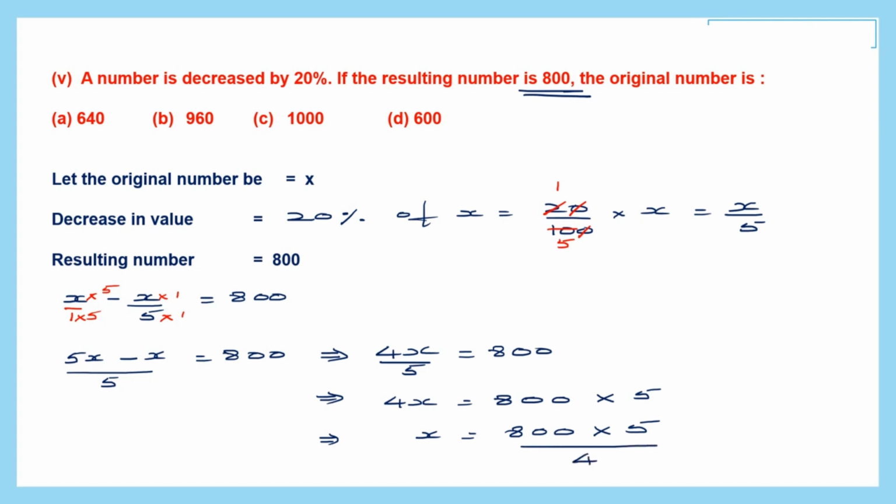Again after transposing. Cancel. 4 ones are 4. 4 twos are 8. 1, 2. 2 zeros. Now multiply. 5 into 200 is 1000. So this is our answer. The resulting number was 800. The original number was 1000. So that is our answer. That is option C, 1000.